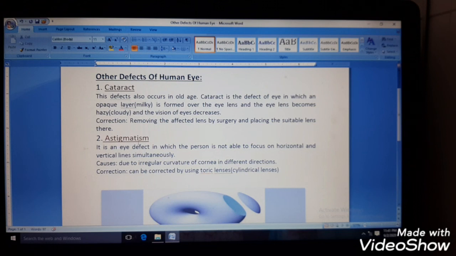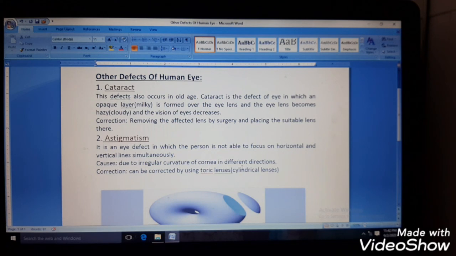And the next one is astigmatism. What is astigmatism? Actually it is that eye defect in which the person is not able to focus on horizontal or vertical lines simultaneously. That may be because of irregular curvature of the cornea in different directions. Means the person is not able to see nearby or distant objects clearly, and sometimes he is not able to see the things properly. He is not able to distinguish between the colors even. It is an eye defect in which the person is not able to focus on horizontal and vertical lines simultaneously due to irregular curvature of the cornea in different directions.